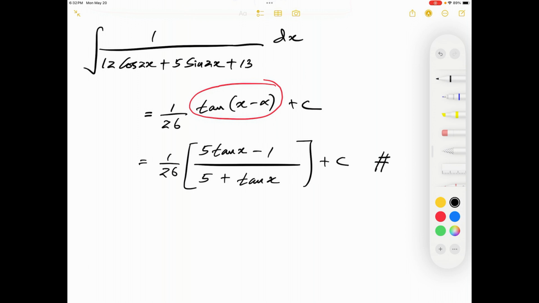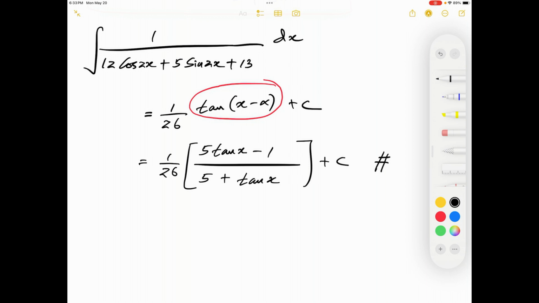However, you may be wondering whether this is equal to the answer that we obtained for this very same integral using the trig substitution u equals tangent x. In fact, this answer, if simplified some more, becomes the answer that we obtained using the substitution u equals tangent x. The answer we obtained using u equals tangent x was negative 1 over tangent x plus 5 plus c.